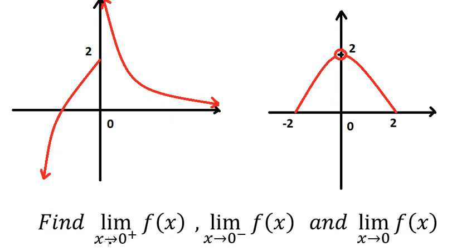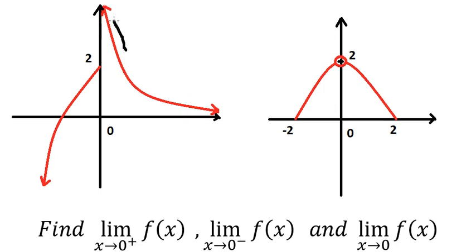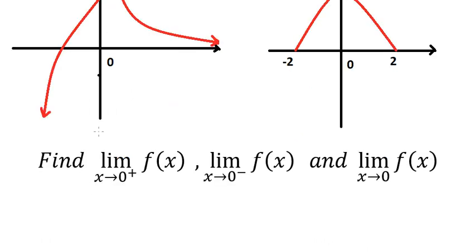For the first one, x approaches number 0 on the right. On the right, they will go in here. And we can see that they will go to positive infinity. So for this one, we have positive infinity.